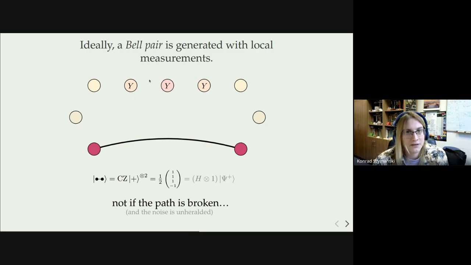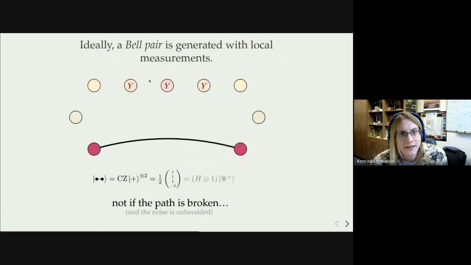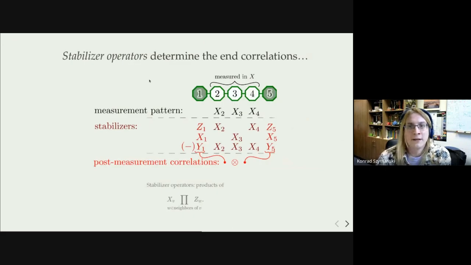If the path is broken, nothing can be done. And this is what I've been trying to analyze and solve. And why do we even end with a Bell pair? The reason will be helpful with further analysis, because you remember the stabilizer operators.